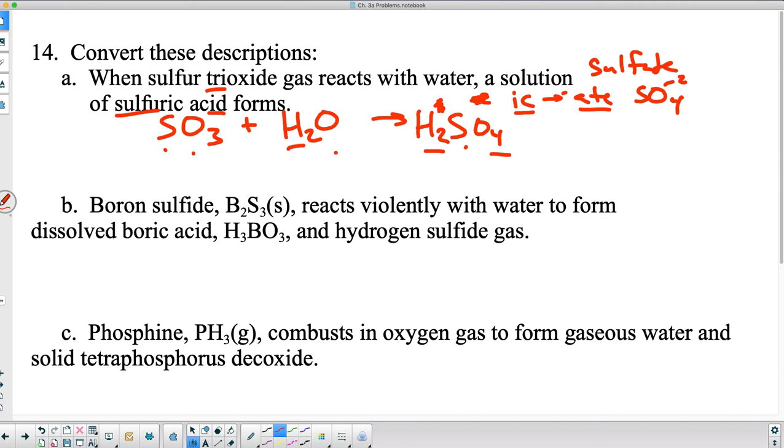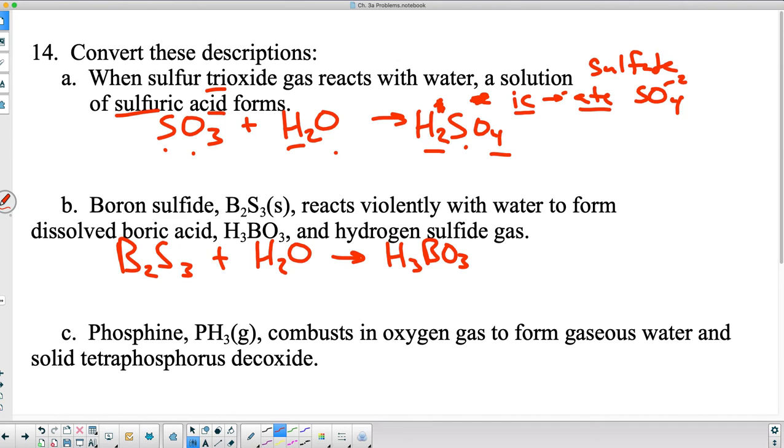Boron sulfide. So boron sulfide, B2S3, reacts violently with water. So we're still doing H2O to form boric acid. This is an easy one because it gives it to you here.